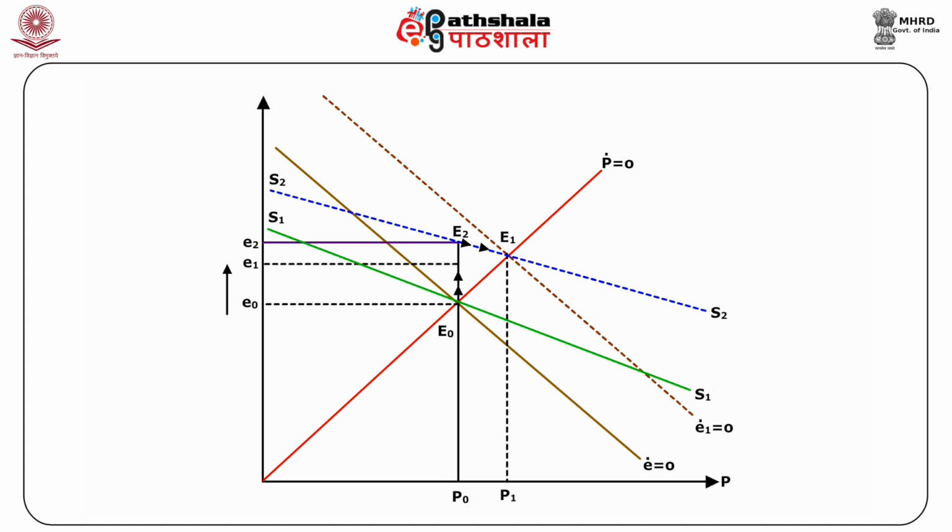It is when the price levels start adjusting that the economy will reach its new long run equilibrium at point E1. Thus, in the short run, an increase in money supply moves the economy from point E0 to E2. In the long run, due to adjustment of the price level, the economy will move from E2 to E1.